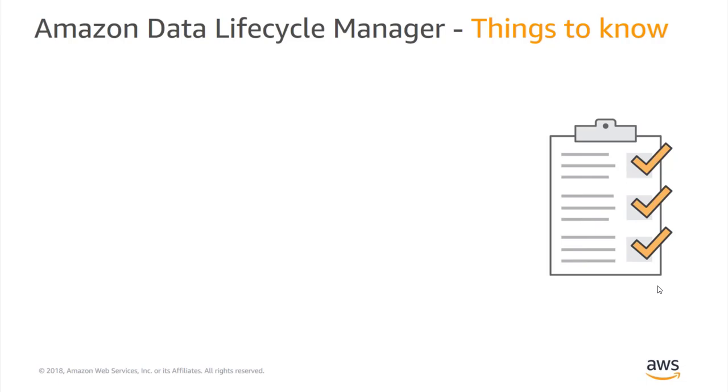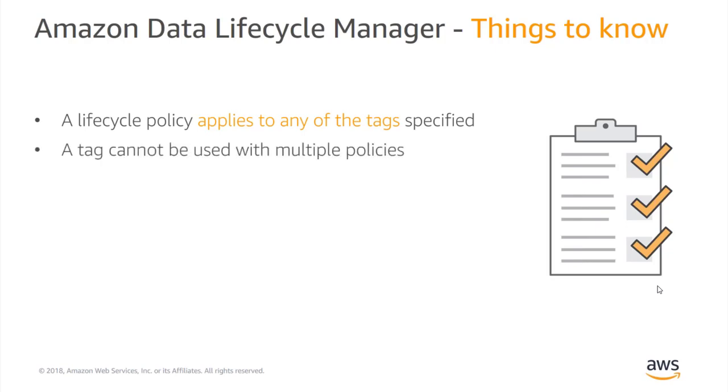Here are a few things to keep in mind when using the Data Lifecycle Manager for EBS Snapshots. First, when specifying multiple tags in a policy, keep in mind that the policy applies to any of the tags specified. A snapshot will be generated for each volume with a matching tag. Second, a volume tag can only be used in one DLM policy. If you try to create a policy with a volume tag that has been already assigned to an existing policy, then the create attempt will fail.